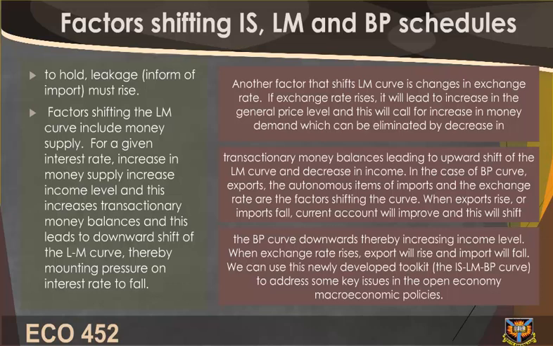Factors shifting the LM curve include money supply. For a given interest rate, an increase in money supply increases the income level, and this increases transactional money balances. This leads to a downward shift of the LM curve, thereby mounting pressure on the interest rate to fall.